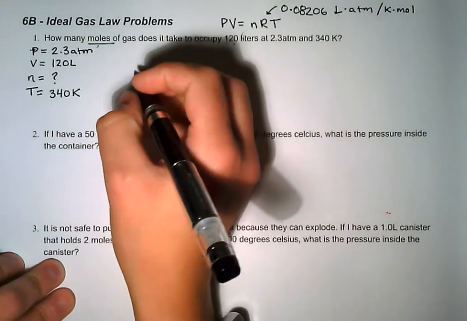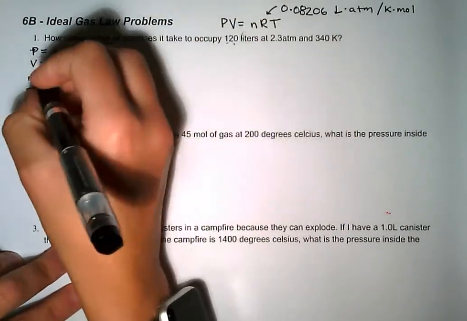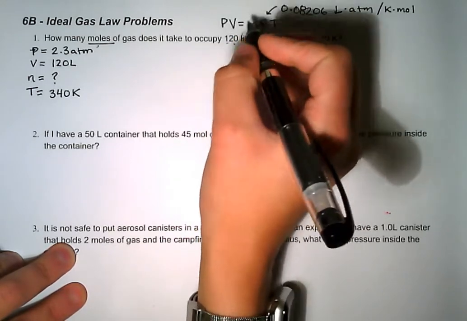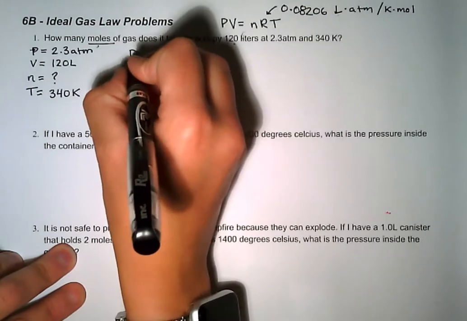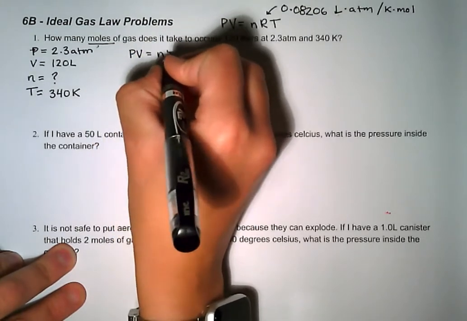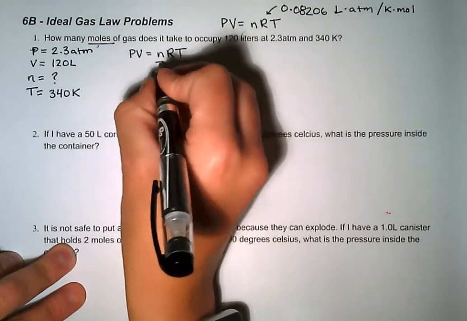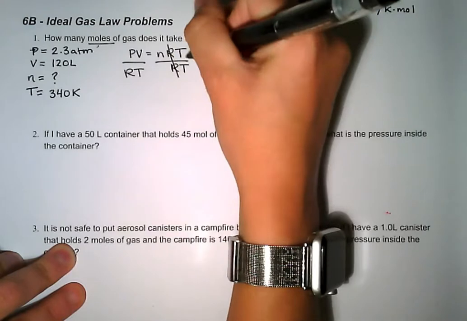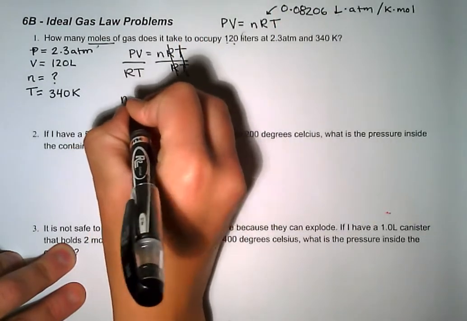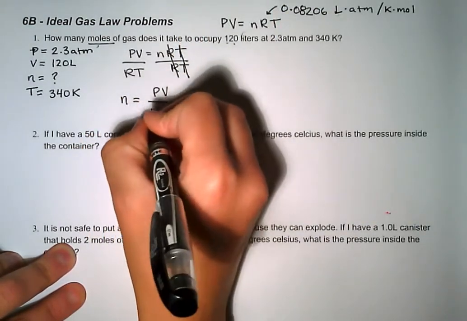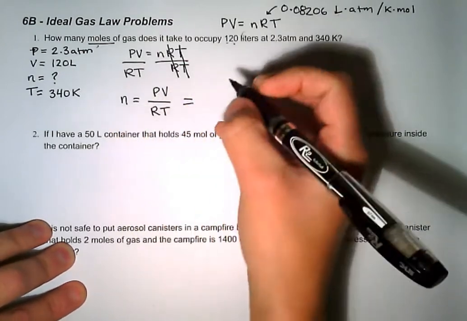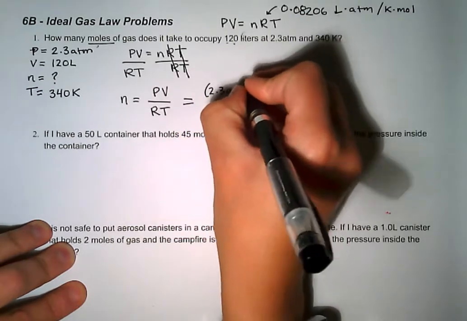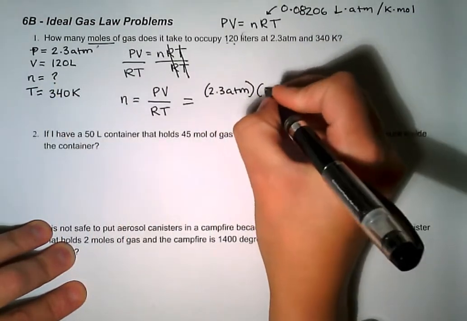So all we need to do is substitute into our equation. Instead of setting the equation equal to PV, we need to solve the equation so that N is on the side by itself. So PV equals nRT. If we want to get N by itself, we need to divide by R and T. So R cancels, T cancels, so we're left with N equals PV over RT. And now all we need to do is substitute in. Pressure is 2.3 ATMs. Volume is 120 liters.